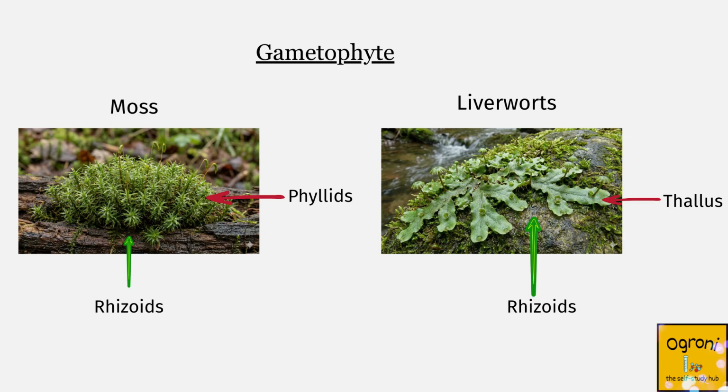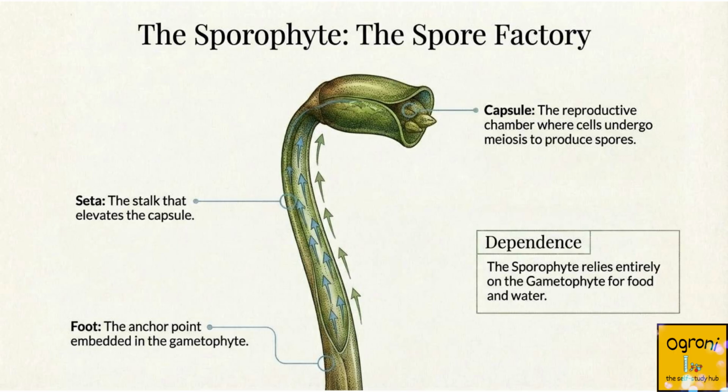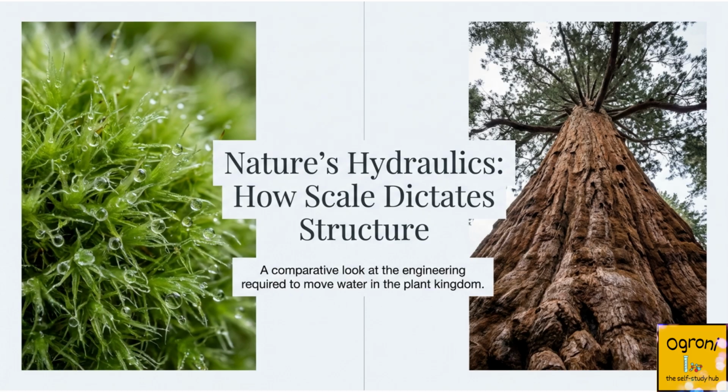The gametophyte does not have true roots, stems, or leaves. Instead, it has a rhizoid for anchorage and leaf-like structures called phyllids or a flat thallus for photosynthesis. The sporophyte consists of foot, seta, and capsule. Capsules produce spores. Now, let us compare vascular plants with bryophytes. Vascular plants have xylem and phloem vessels in them, whereas avascular plants like bryophytes do not have xylem and phloem.